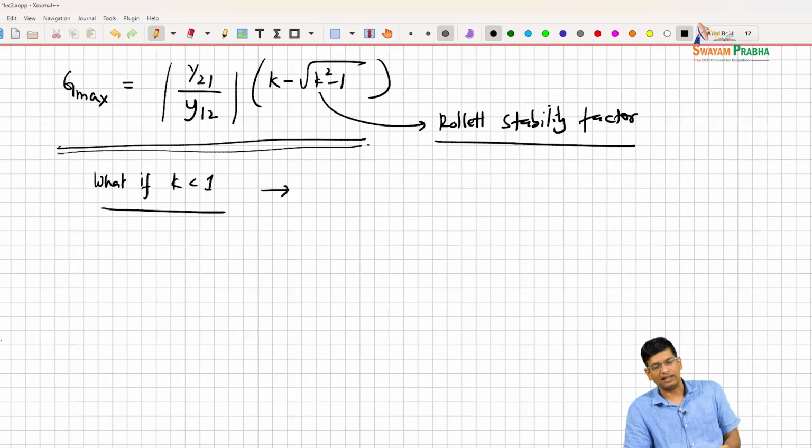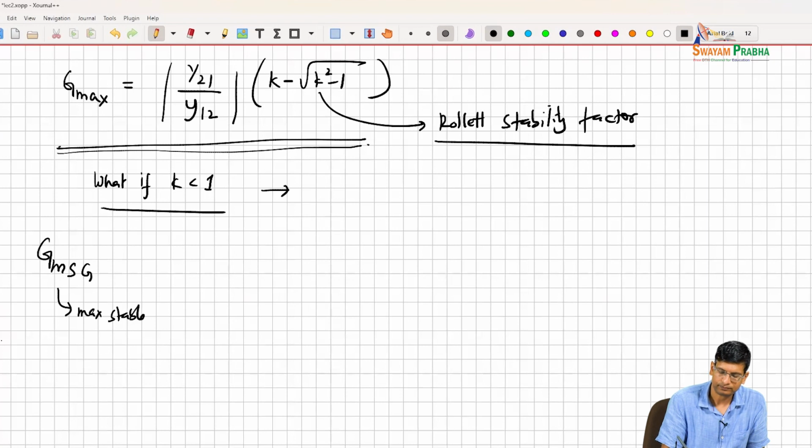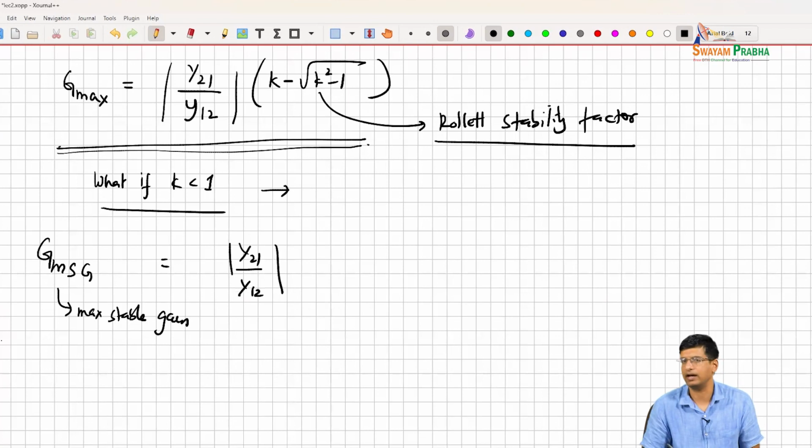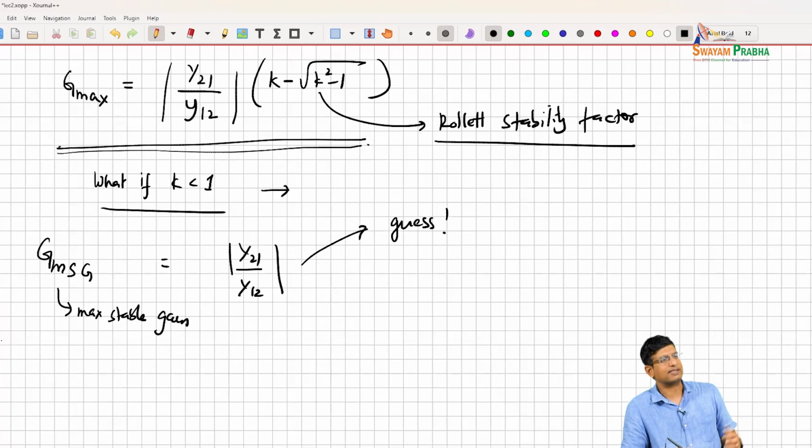So what we usually define, which you might have seen, is what we call maximum stable gain, which we say is y21 divided by y12. But this is not meaningful. It is just a guess. It basically lets us compare two transistors, for example, but this is just a guess for the gain that can be achieved, because right now my transistor is not unconditionally stable.